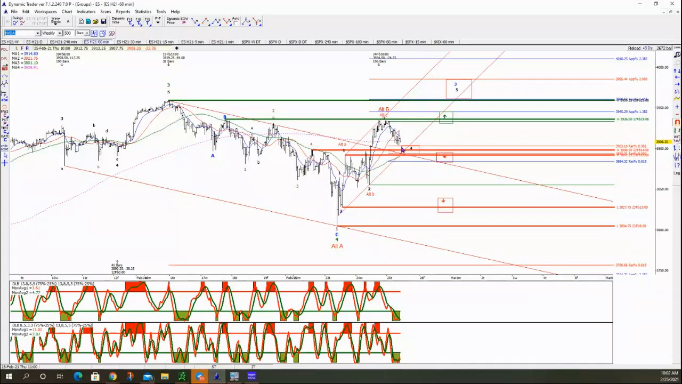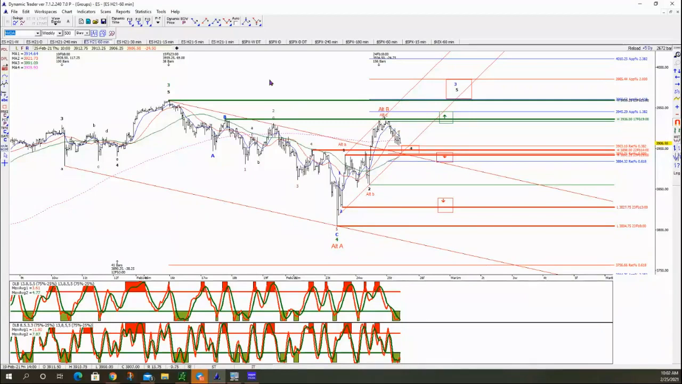So this little count right here, and I know these things get a little bit complicated, but that's the nature of Elliott wave. But I promise you, if you learn this, you'll be a much better trader.